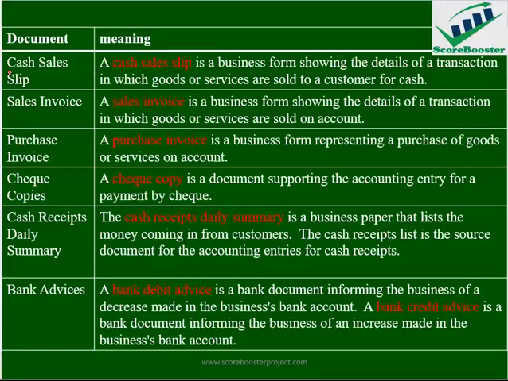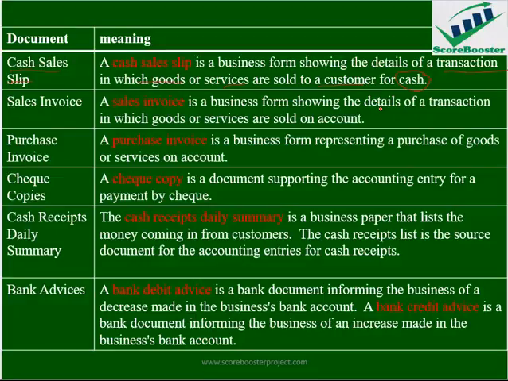One, the first one is the cash sales slip. A cash sales slip is a source document, and it's a business form that shows the details of a transaction in which goods or services are sold to a customer for cash. This is the most important point here. Whenever a company makes a sale on a cash basis, then the document they will issue to acknowledge receipt of the money by the customer is what we call a cash sales slip. I think we need to take note of this.